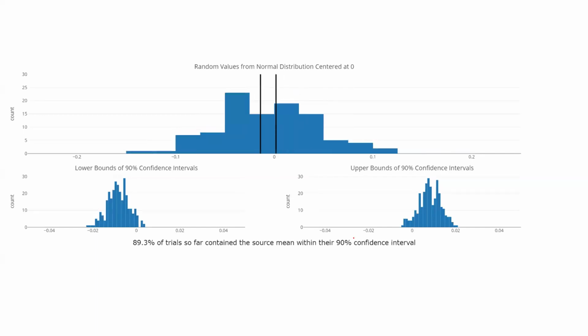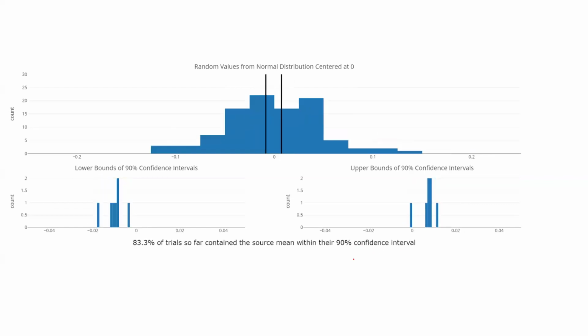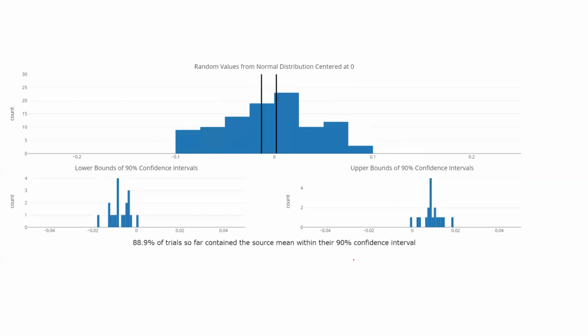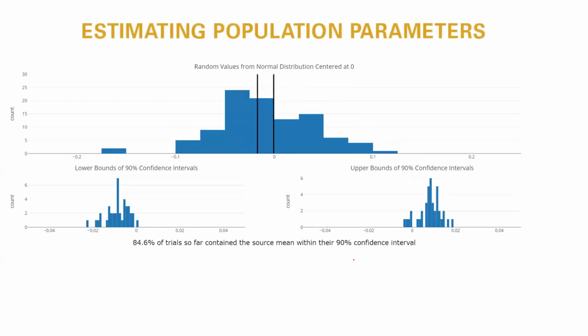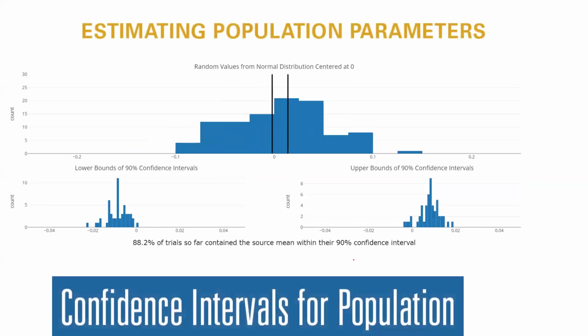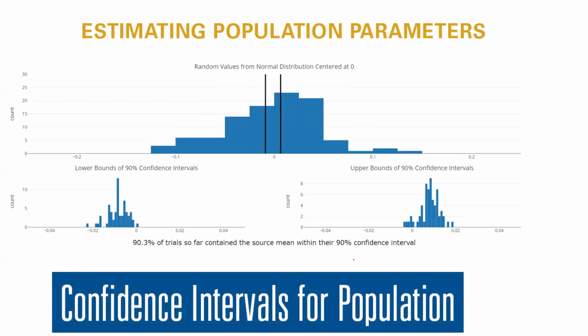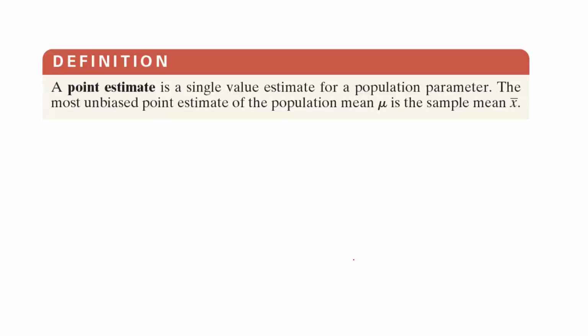Then we're going to say that, hey, that single value doesn't represent the actual population mean. So what's the meaning of that? It means that we need to form a confidence interval that captures the true value for population mean. So that's how we introduce the confidence interval concept. A point estimate is a single value that estimates population parameter. The most unbiased point estimate for population mean or mu is sample mean, which is denoted by x bar.